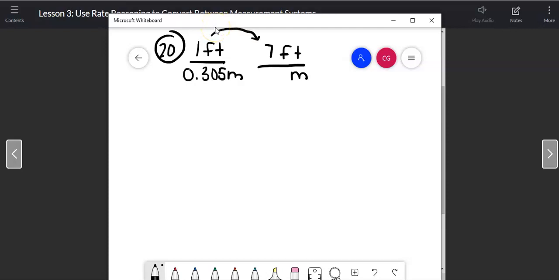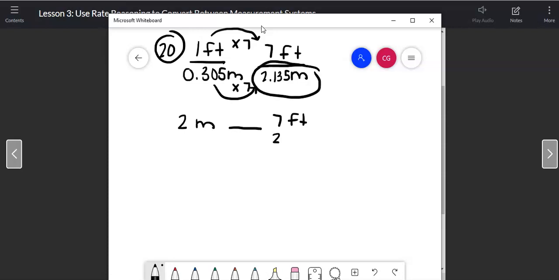To get from 1 to 7, I'm going to multiply by 7. So I'm going to do that on the bottom too. So 0.305 times 7 is 2.135. So we need to ask ourselves, we have 2 meters on this side, and it was 7 feet, but we changed it to this. So we have 2.135 meters. Is 2 less than or greater than that? The answer is less than, because 7 feet is just a little bit more because it has some extras. 21, you should have gotten less than.